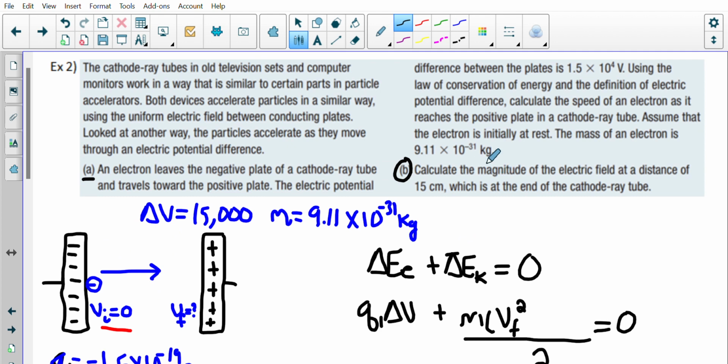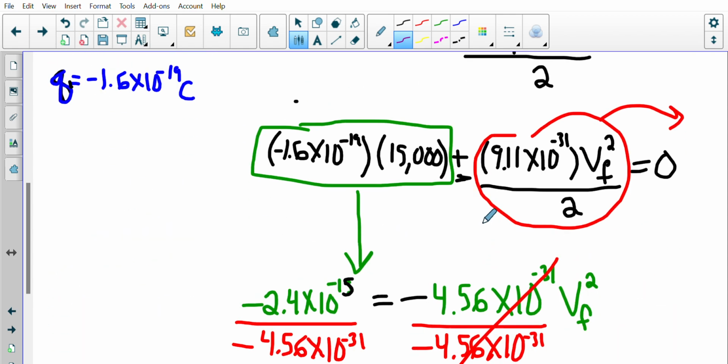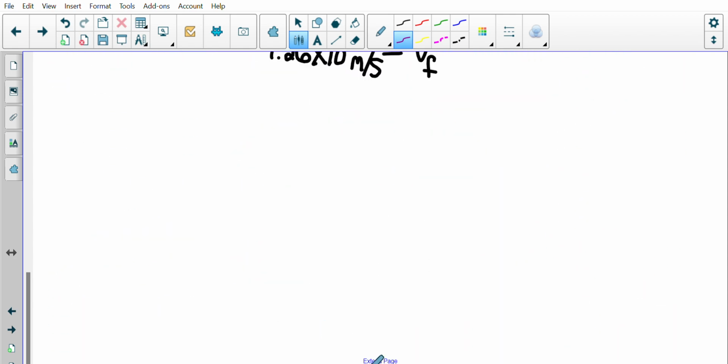Calculate the magnitude of the electric field. And again, our electric field goes out from the positives. So we want to calculate the magnitude of the electric field at a distance of 15 centimeters. All right, so this is B. We want the electric field.